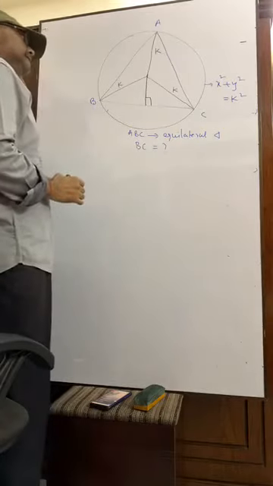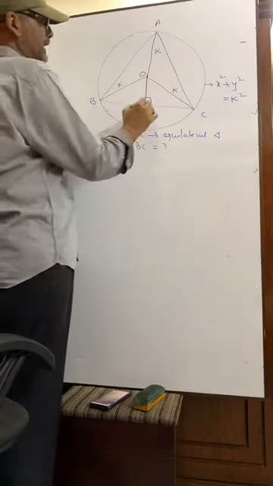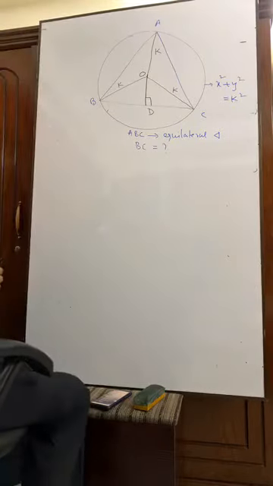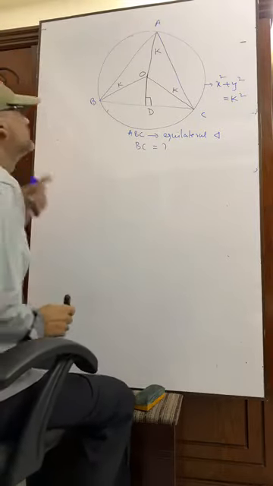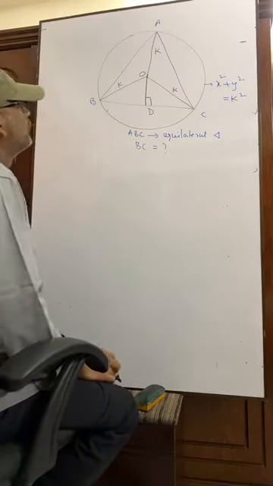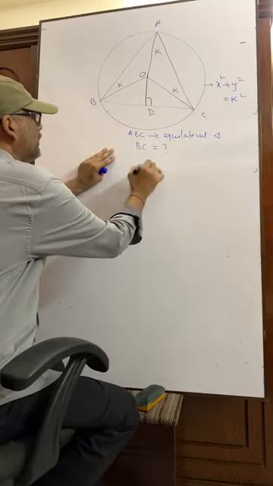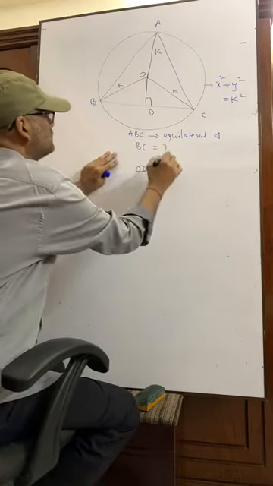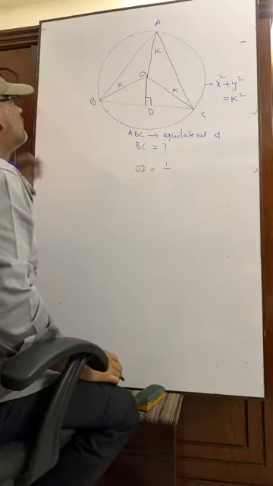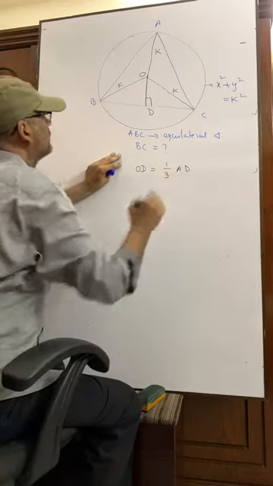Perpendicular. Is it? It is O. Suppose it is D. Now do it. OD equals to what? OD equals to, we can write OD equals to 1/3 AD. Is it?